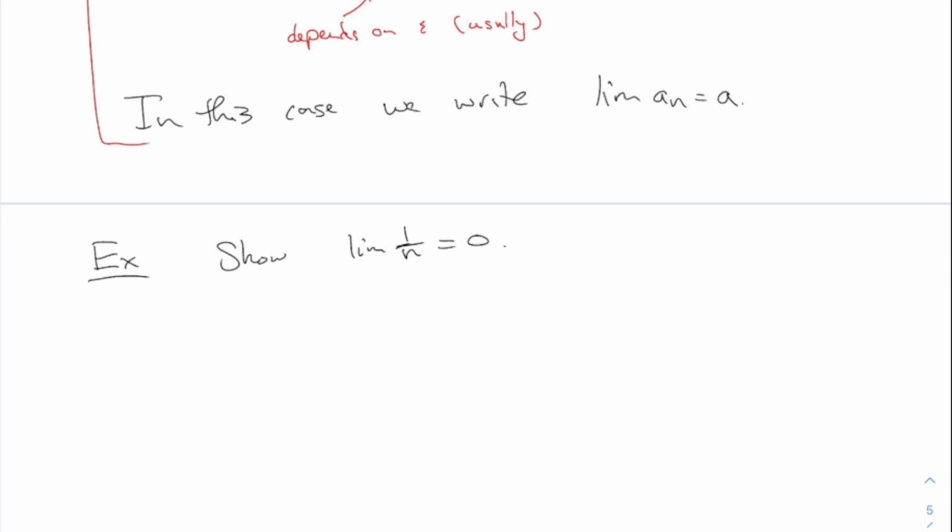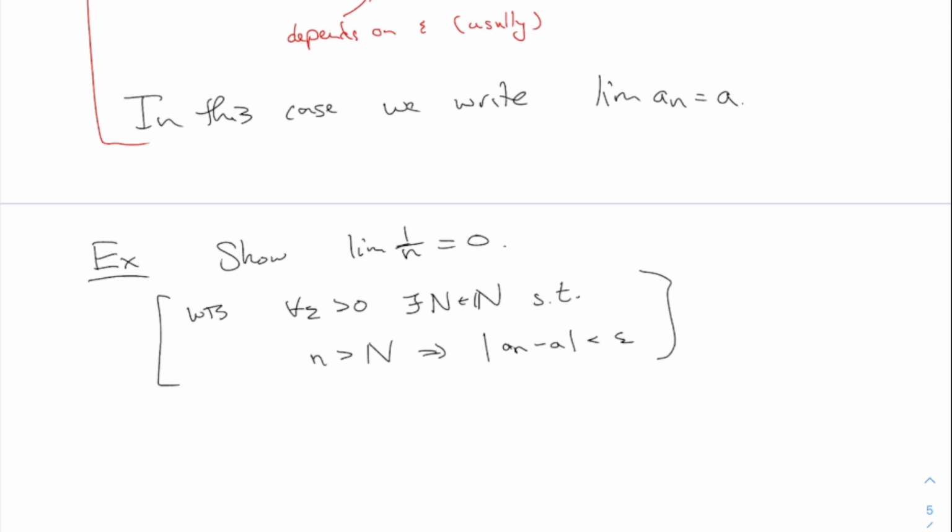All right. What we need to show, I'll just refresh my memory. I want to show that for all epsilon greater than 0, there exists n, a natural number, such that n greater than big N implies absolute value an minus a less than epsilon. Right? That's the definition that we're going to be using.